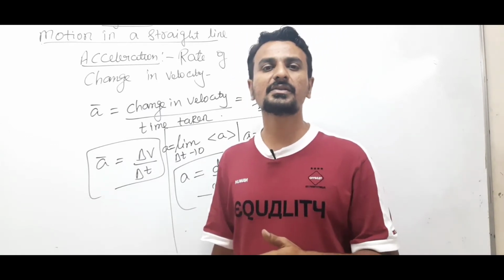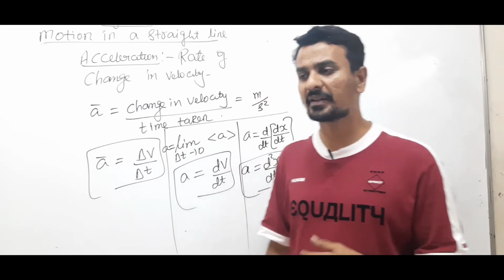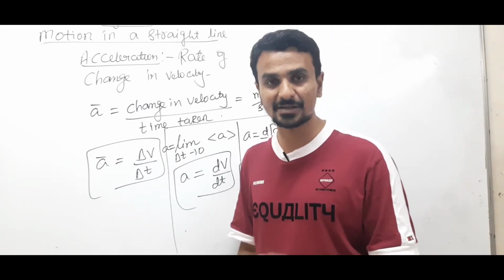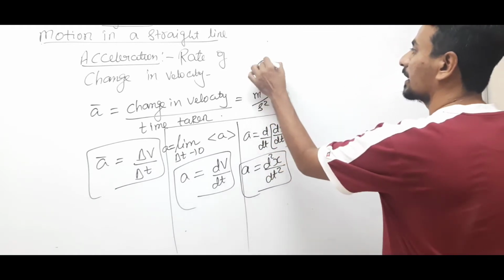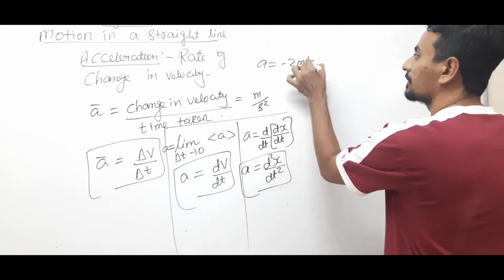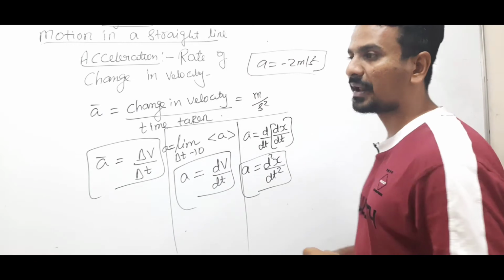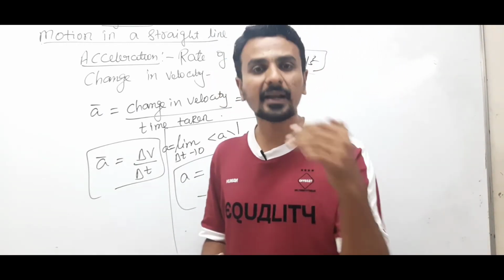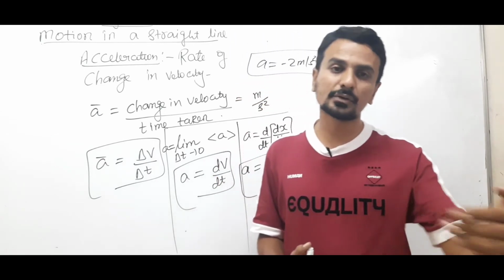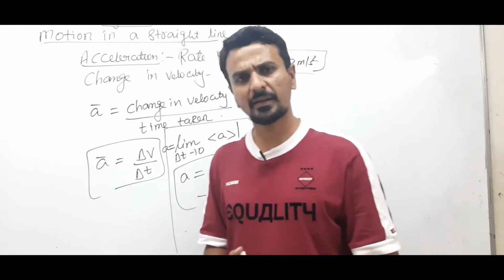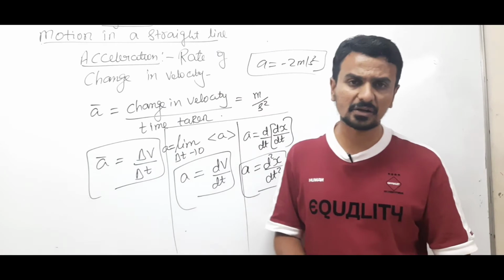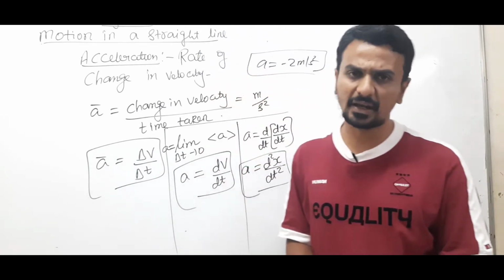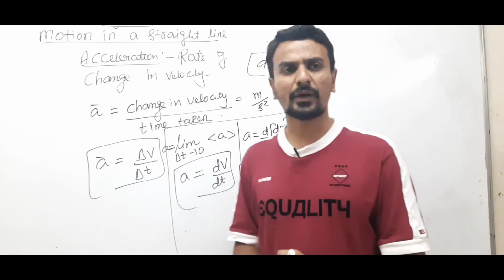Negative of acceleration is known as retardation. That means if in the question it is said that a car retards with 2 meter per second square, that means a equals to minus 2 meter per second square. Retards means the car is applying brake, the final velocity decreases, right? Velocity goes on decreasing. Clear? That is the meaning of retardation or deceleration. Clear?